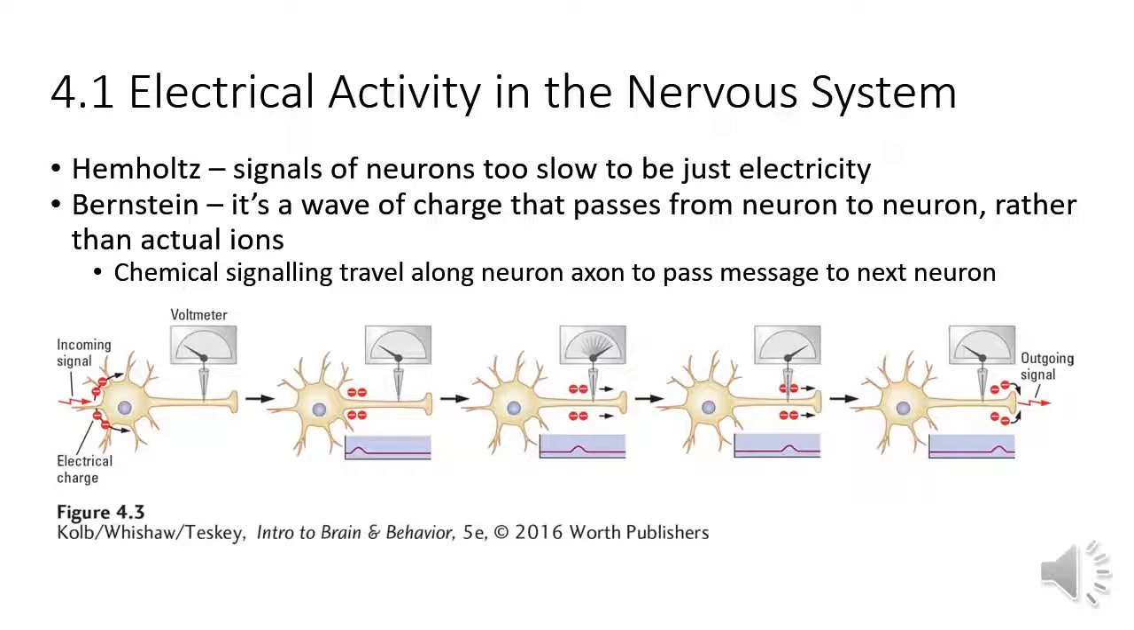Okay, so back to the course material. Helmholtz discovered, or hypothesized I suppose, that the signals in neurons are too slow to be just using electricity. And a bit later, Bernstein figured out that it's a wave of charge that passes from neuron to neuron rather than actual ions passing through from neuron to neuron. And he discovered that chemical signaling allows messages to travel along the neuronal axon and pass the message to the next neuron.